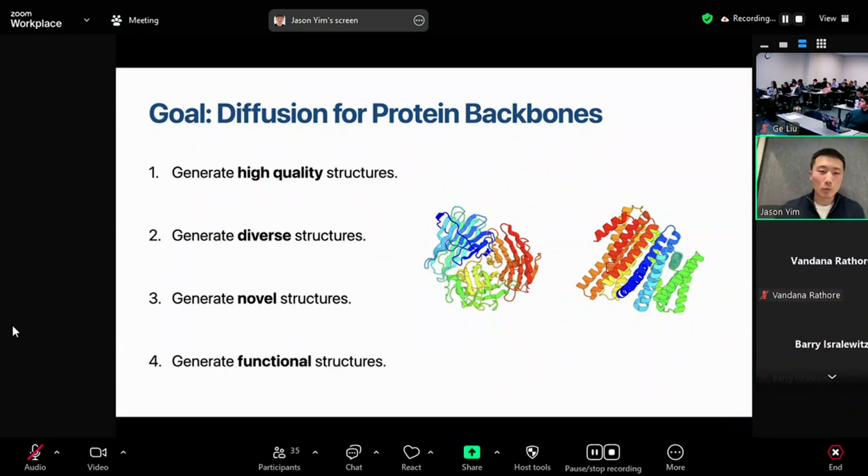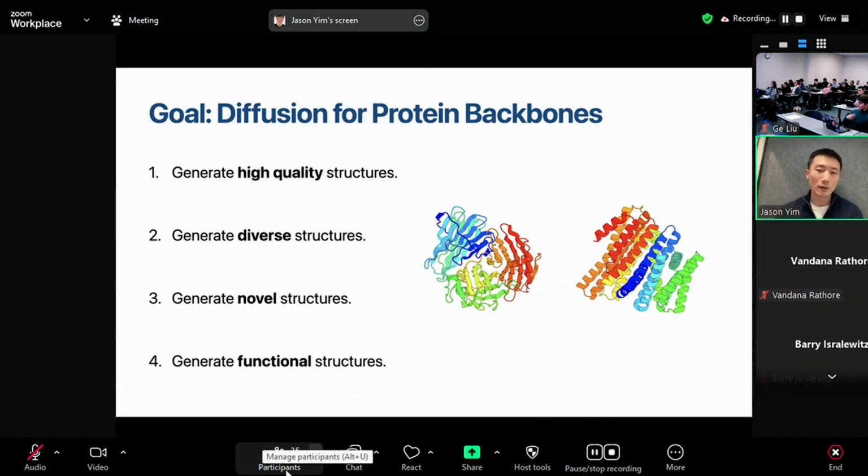Well, first, what do we want out of diffusion for protein backbones? One is we want to make sure we generate high quality structures. And two, make sure that they're diverse, so we don't just generate the same thing over and over again. But also, I think an important point is to generate novel structures.